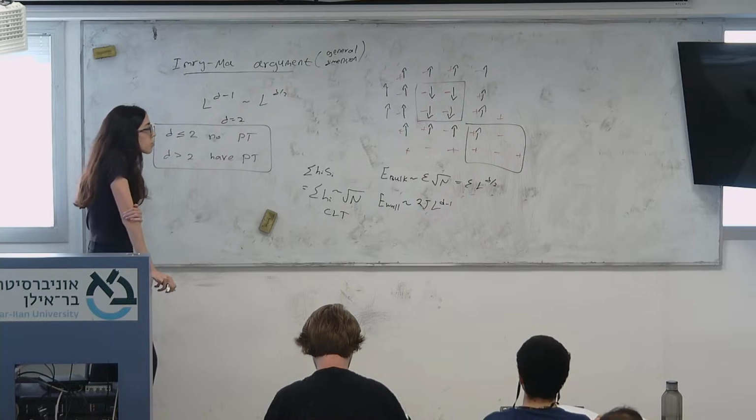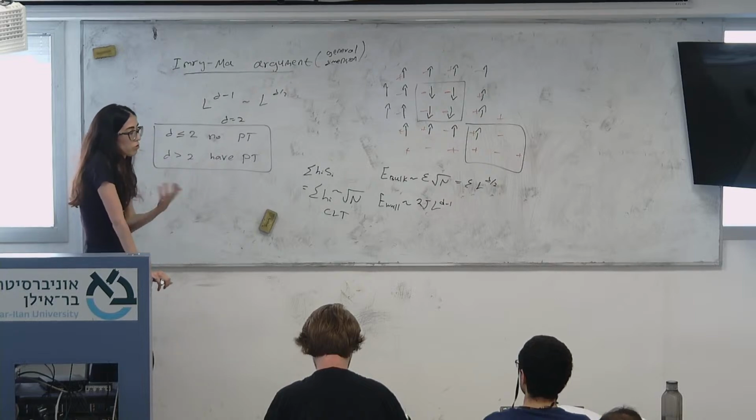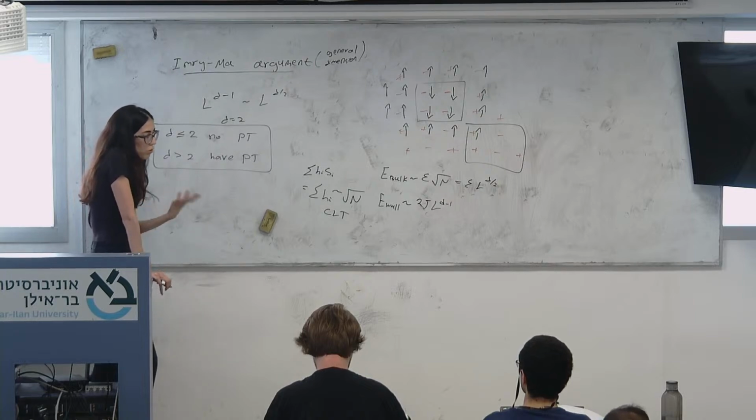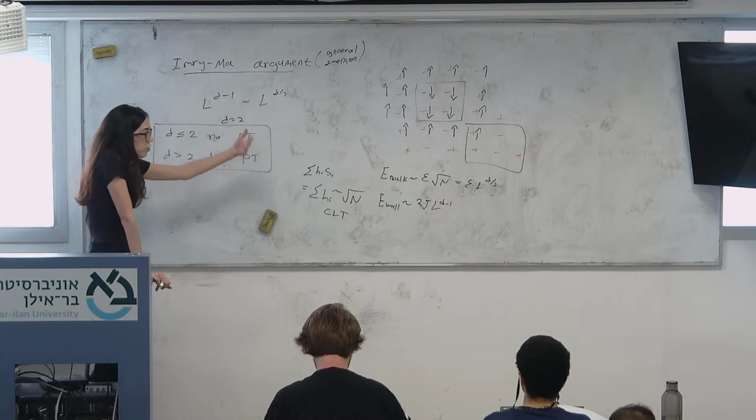Yeah, if you have a 3-dimensional Ising model or a 2-dimensional Ising model, it's going to behave differently. So this is a general statement.